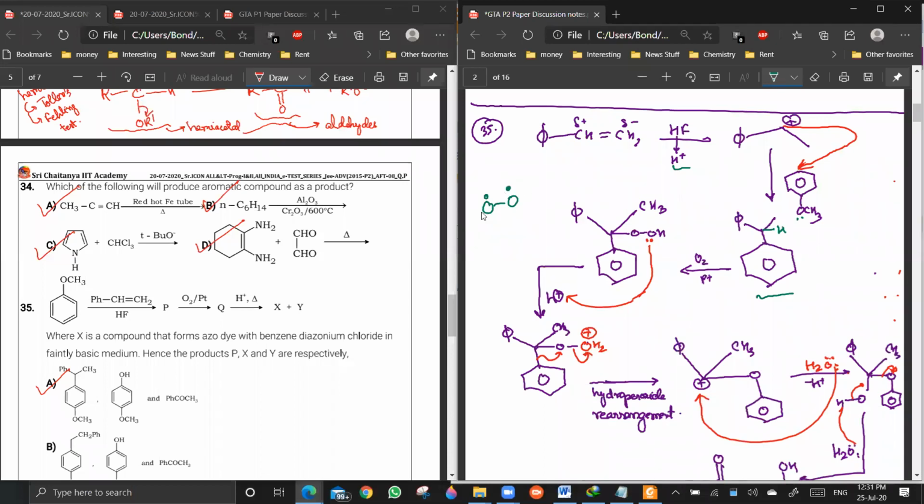O2 behaves like a diradical. Although it is O double bond O, actually it behaves as if it is having two unpaired electrons. Do you remember the molecular orbital configuration of O2? It is having two electrons in pi star 2px and pi star 2py, the last orbitals, which we call the highest occupied molecular orbital. So this dot will combine with the radical which is formed here.